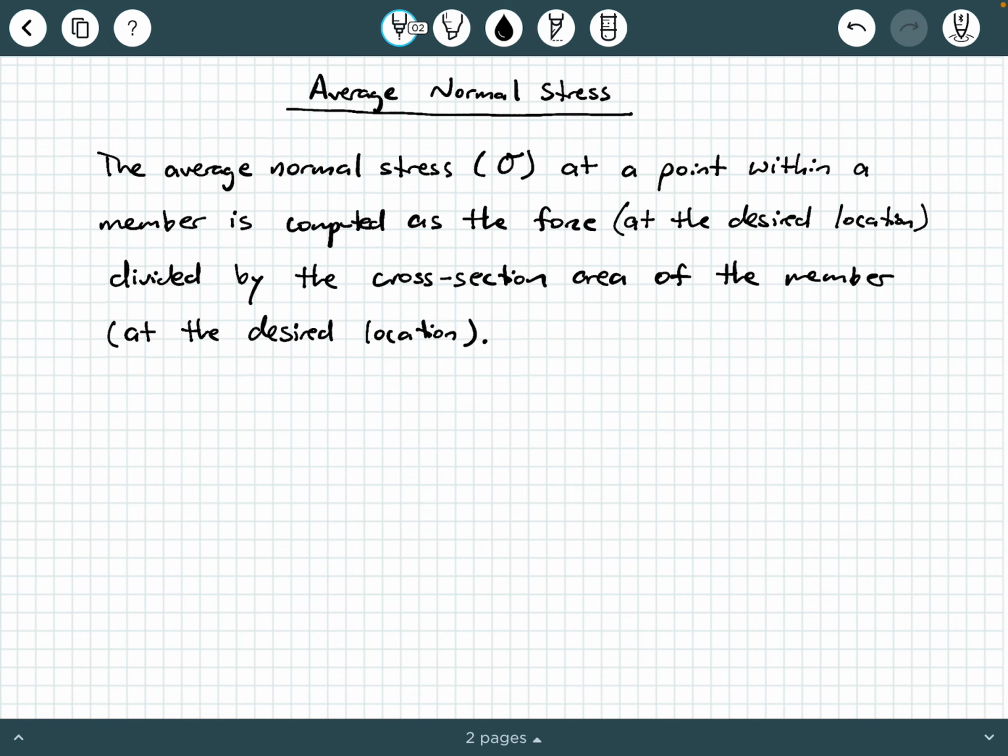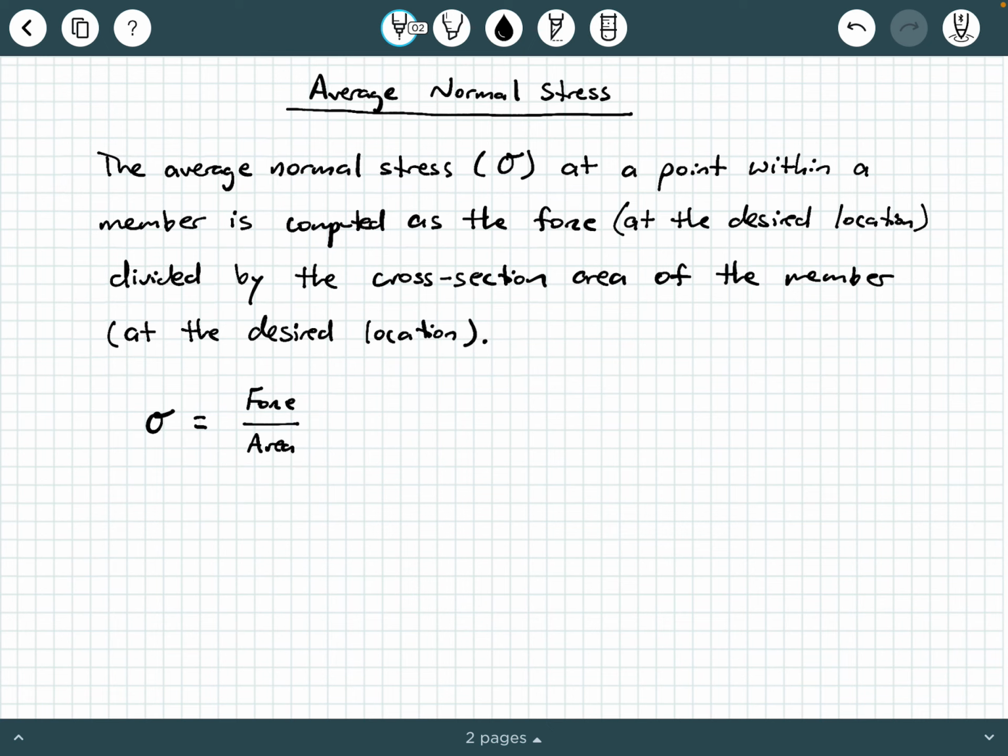So if you look at this sentence here, and I suggest you write this down, what it's saying is average normal stress, sigma, is equal to force divided by cross-section area of a member at a particular point or a particular desired location.